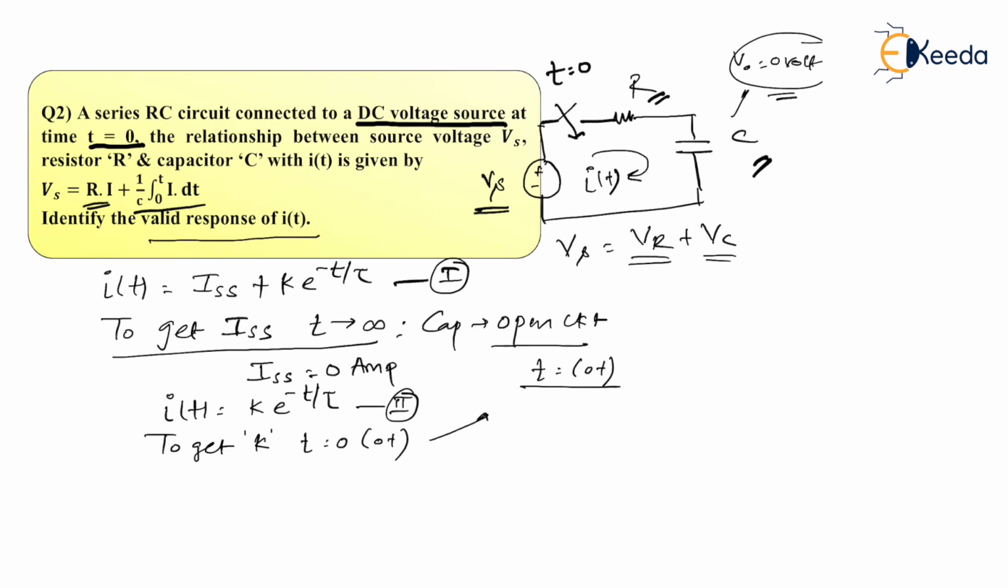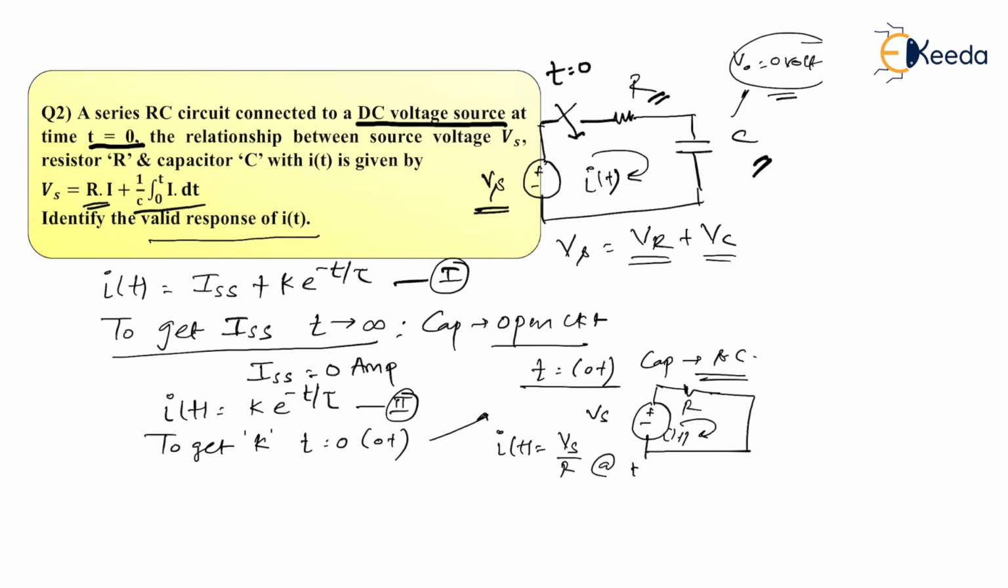So at t equal to 0 plus, we know the fact that capacitor will act as what? Short circuit. If it is acting as short circuit, what does that mean? It means the circuit will be like this, plus minus Vs. This is R, and there is nothing else now because capacitor is replaced with short circuit, and this is I of t. So what is I of t by Ohm's law? I of t is simply Vs by R, at t equal to 0, or you can say 0 plus.